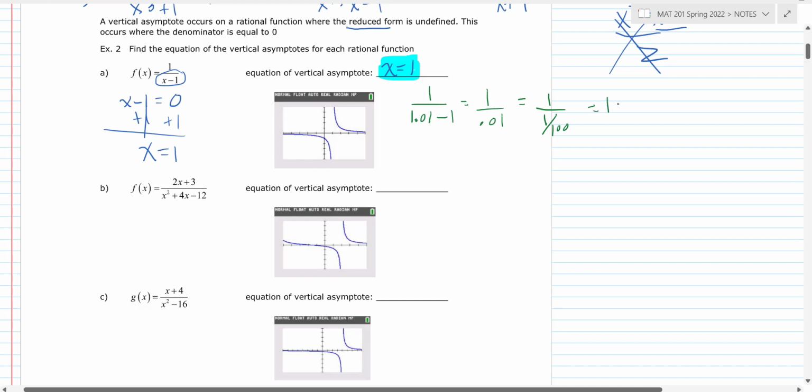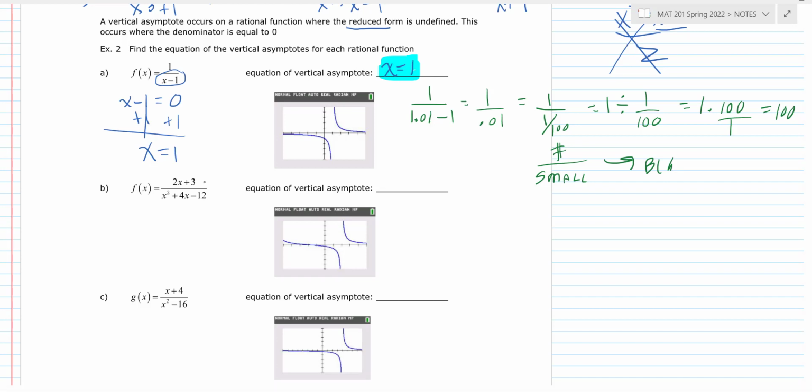And remember, if you divide fractions, well, what do you really do? You multiply by the reciprocal. So that's really how the calculator is getting 100. So anytime you take a number divided by something very, very small, what happens is this thing gets real big. So that's why vertical asymptotes, why graphs behave the way that they do. Okay, so that's a good thing to know.